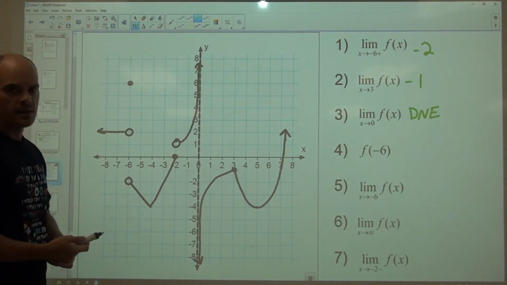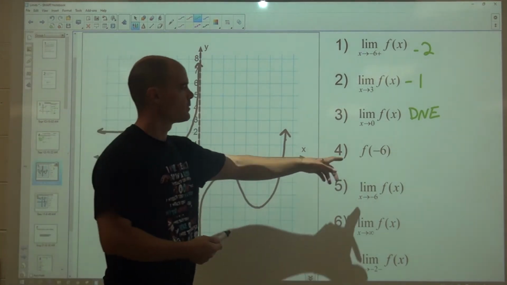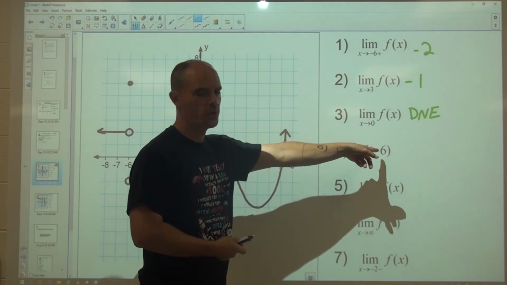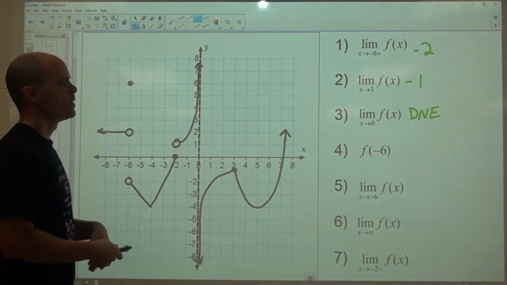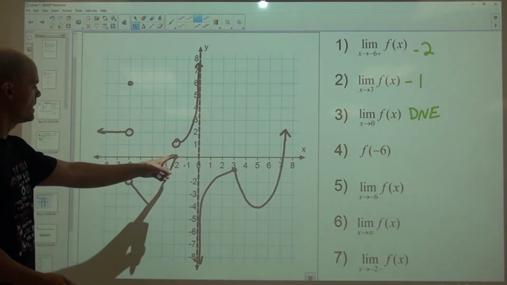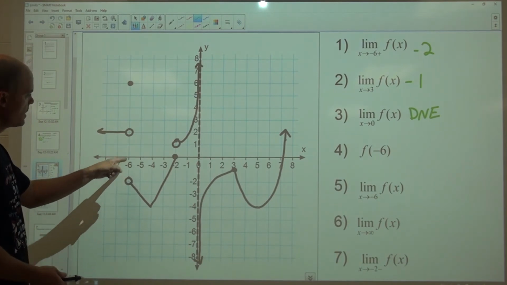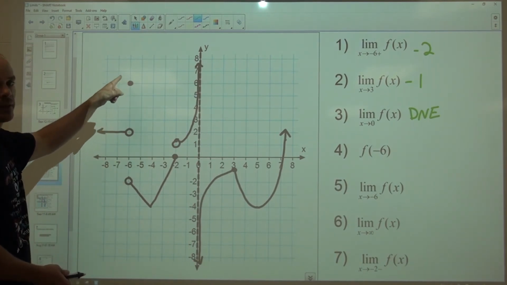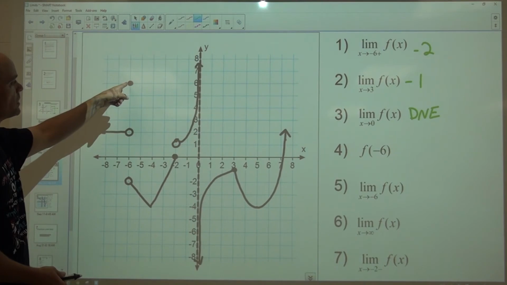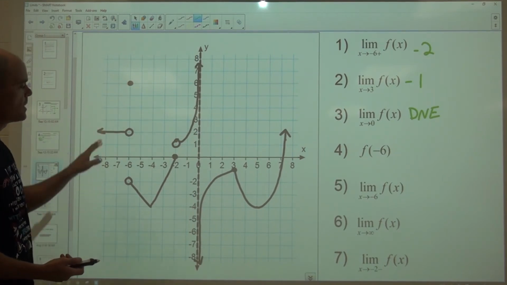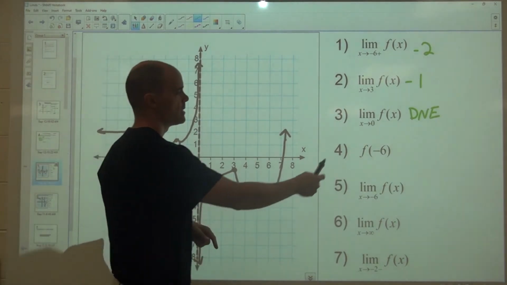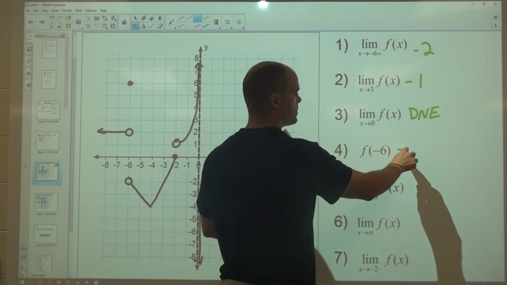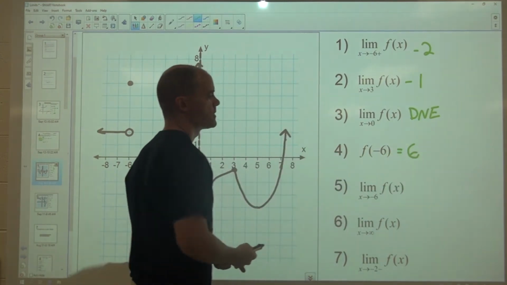Number 4 is not asking you for a limit, it's asking you for an output. If I input -6 into the function, what do I get back? Well, at -6, we're defined right there. This is the coordinate, -6, 6 on this function. So our input is -6, our output equals +6.